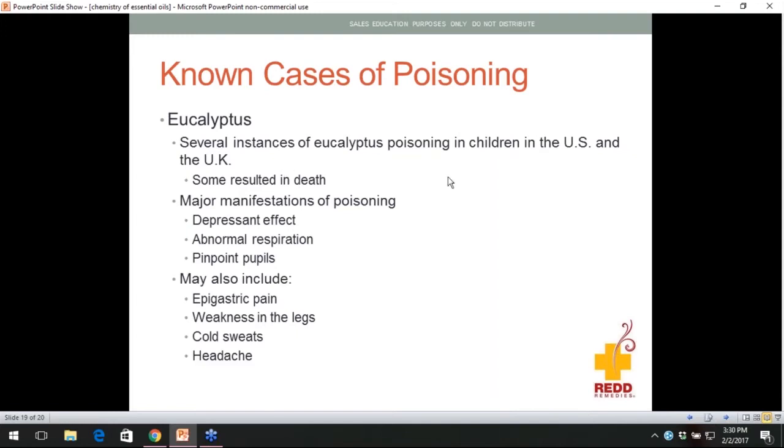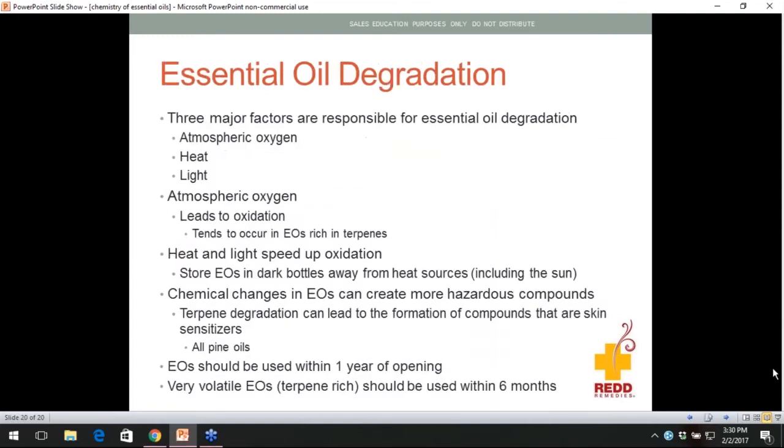Eucalyptus is another one. There are a lot of documented cases of eucalyptus poisoning. So, you know, you're going to see a lot of the same kind of effects. So depressant, abnormal breathing, headache, weakness in the legs. So those are some of the cases of poisoning there.